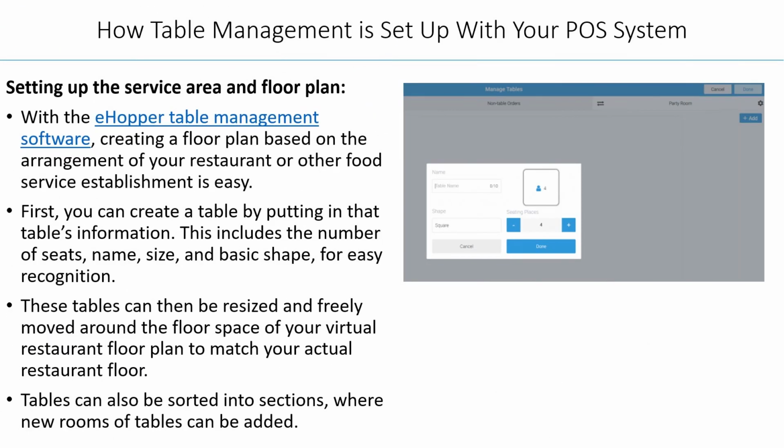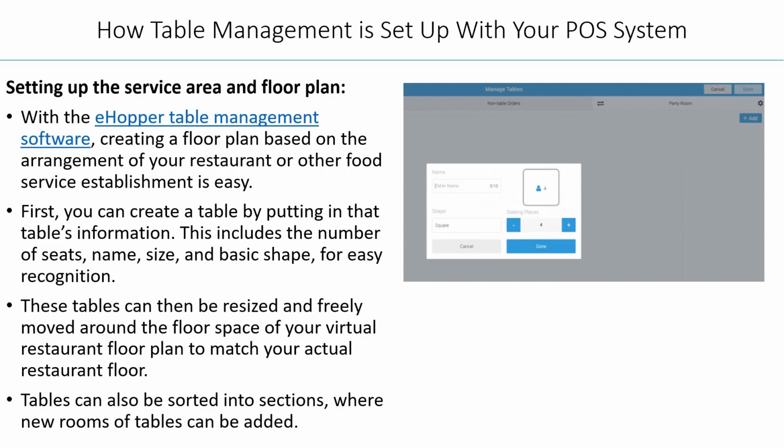How table management is set up with your POS system. Setting up the service area and floor plan. With the eHopper table management software, creating a floor plan based on the arrangement of your restaurant or other food service establishment is easy. First, you can create a table by putting in that table's information. This includes the number of seats, name, size, and basic shape, for easy recognition.